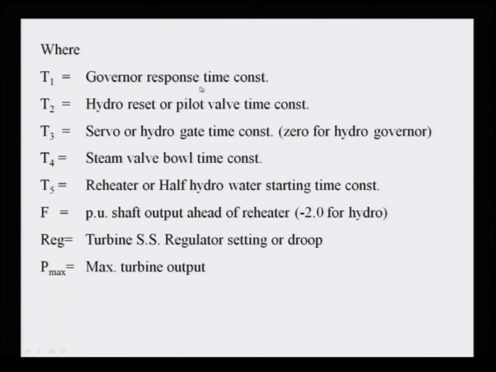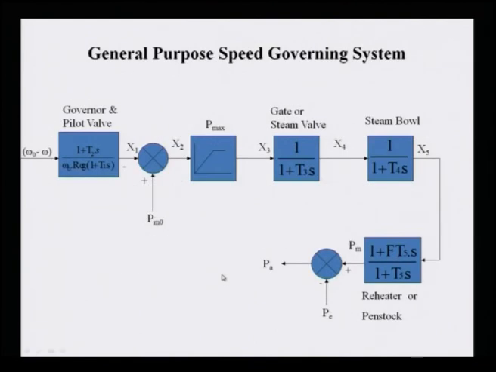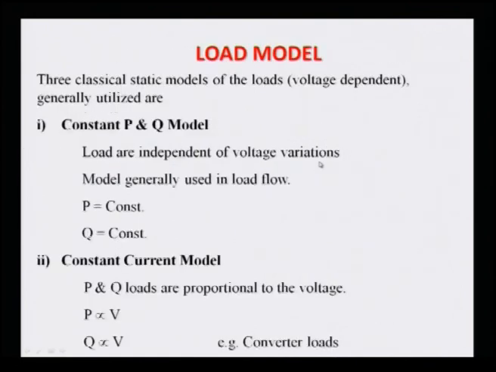You can see all the time constants written here: T1 is the governor response time constant, T2 is the hydro reset or pilot valve time constant, T3 is the servo or hydro gate time constant, 0 for hydro governors basically, and T4 is the steam valve bowl time constant, and T5 is the reheater or hydro water starting time constant. F is the shaft output ahead of the reheater, and it is a -2 for hydro, and REG is the turbine speed regulator setting on the drop, and the P max is the maximum turbine output.